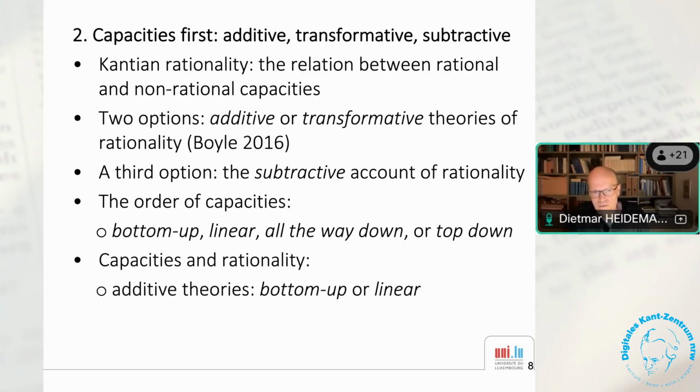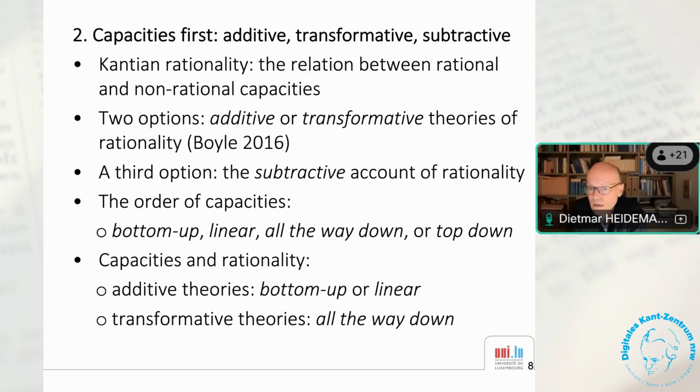in additive theories, if I'm correct, this relation can be understood either as bottom-up or linear. In transformative theories, that relation is from the start all the way down. And in the third option that I'm going to propose, the subtractive theory of rationality, it is top-down. To give you examples, or more explication on this, additive theories.